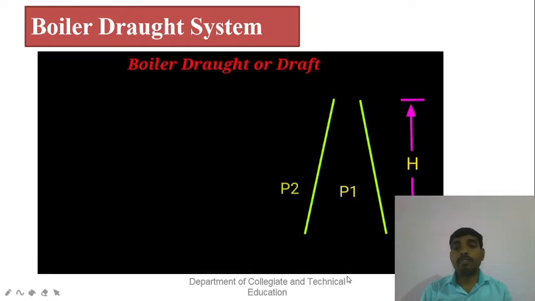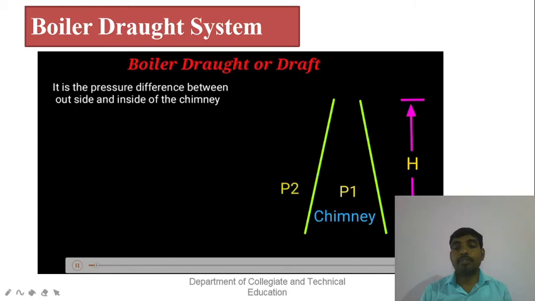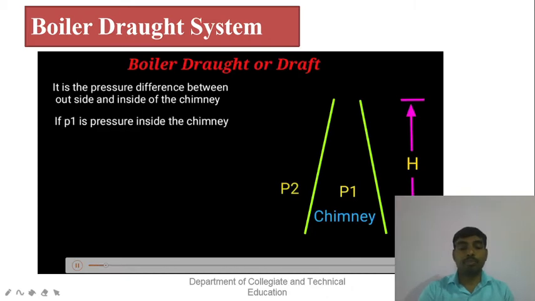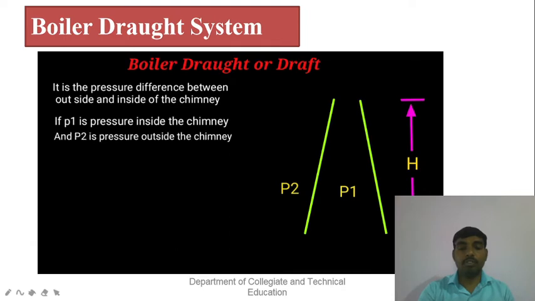Boiler draught or draft is the pressure difference between outside and inside of the chimney. If P1 is the pressure inside the chimney and P2 is the pressure outside the chimney, then draught delta P equals P2 minus P1.